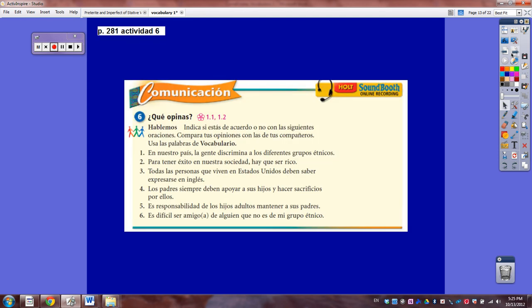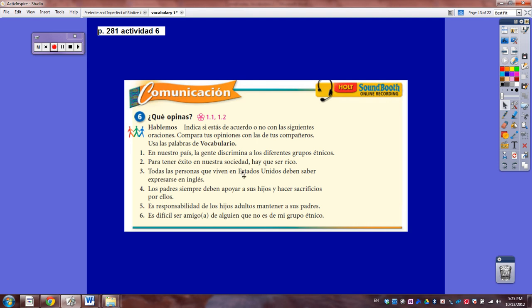Next up, page 281, activity 6. This is an opinion activity. There are no real right or wrong answers. It says, en nuestro país, la gente discrimina a los diferentes grupos étnicos. In our country, the people discriminate against different ethnic groups. So you write either you agree, estoy de acuerdo, or no estoy de acuerdo with that sentence. To be successful in our society, you have to be rich.